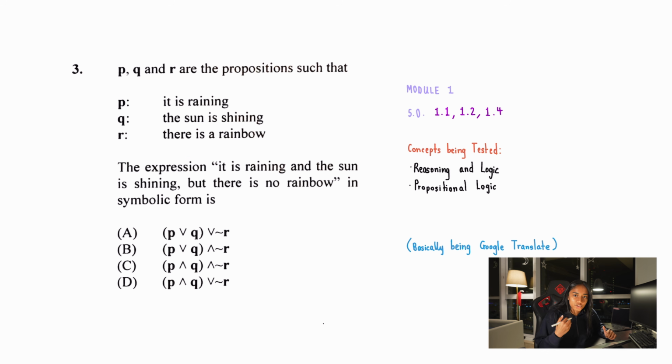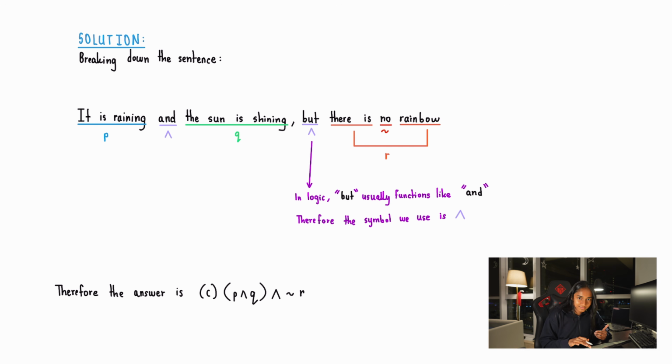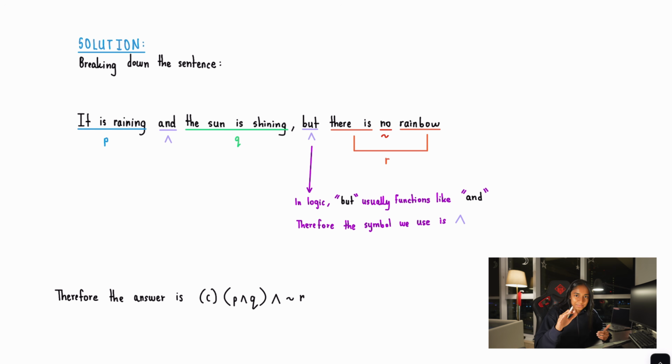So if I wanted to tell you that it is raining and the sun is shining, but there is no rainbow, and they had somebody else there, and they don't know our code now, they don't know what P, Q, and R means, I'm going to write it to you like this, okay? So let's break it down. It is raining, we know is P, right? So I'll tell you P.